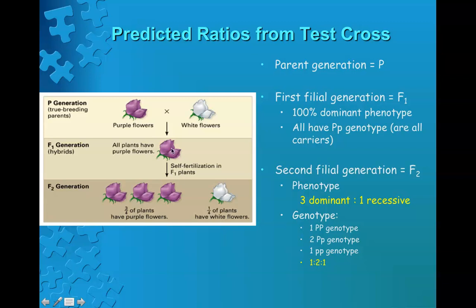Well, I can take that F1 generation and self-fertilize, or take two F1 generation individuals and mate them together, and I should get, assuming this is traditional Mendelian genetics, 3 dominant individuals to 1 recessive in my second filial generation, or F2 generation. And within that, I should be able to know that my genotypic ratio gives me 1 homozygous dominant, 2 heterozygous individuals, and 1 homozygous recessive.